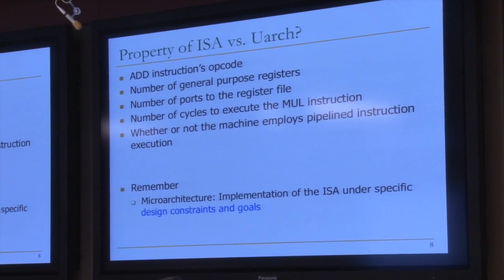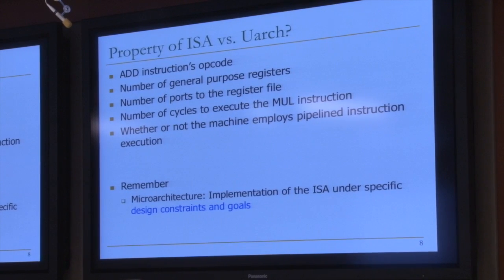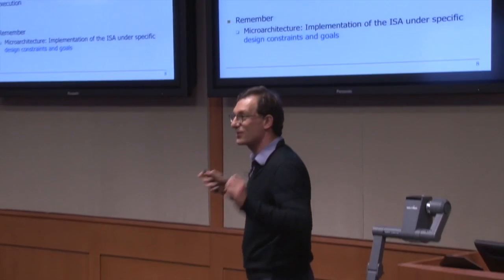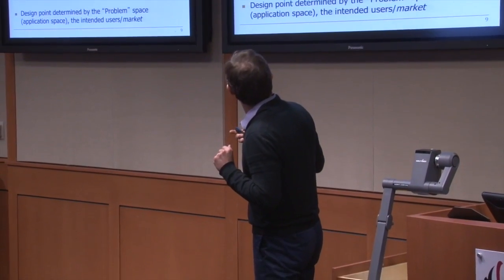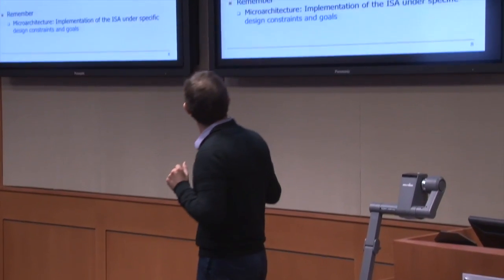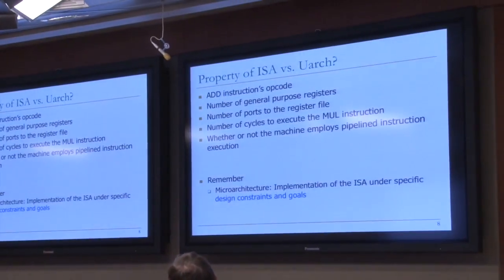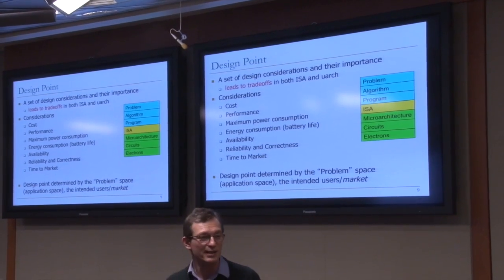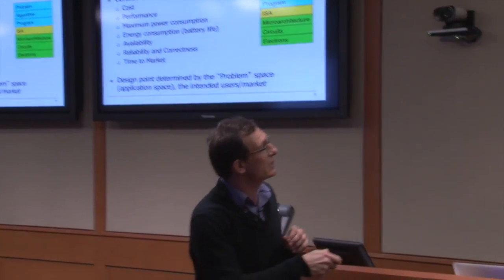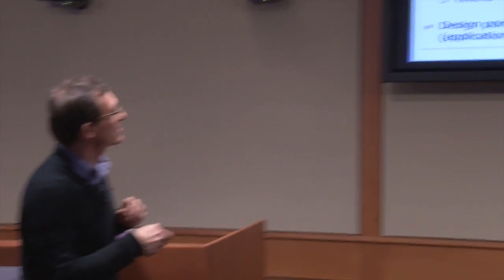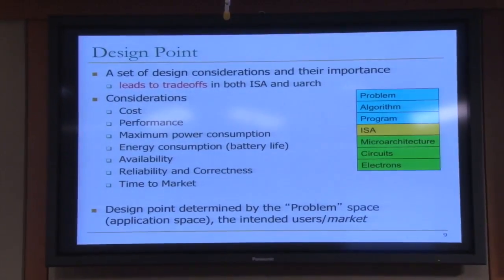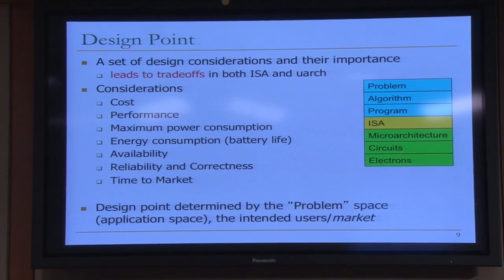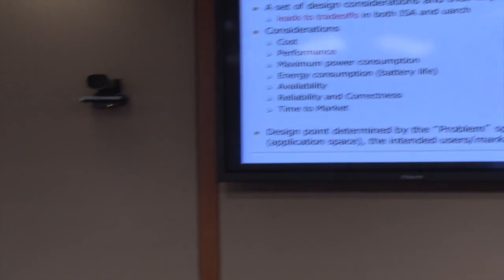Most of today's machines. And again, as an architect, you can imagine machines that are very different. Okay, we've already talked about this, but microarchitecture is an implementation of the ISA under specific design constraints and goals. As a result, there are many, many microarchitectures. And the microarchitecture is really determined by the design point itself. The design point is the set of design considerations and their importance. And this leads to trade-offs in both ISA and microarchitecture, by the way. And there are many considerations, and the LPAT reading that you're doing actually talks about a lot of these. And hopefully you'll write a review on it.